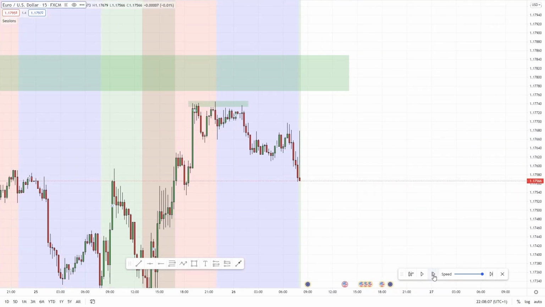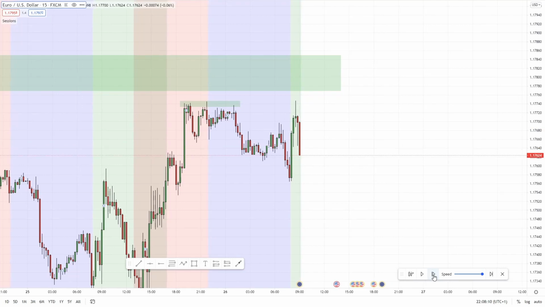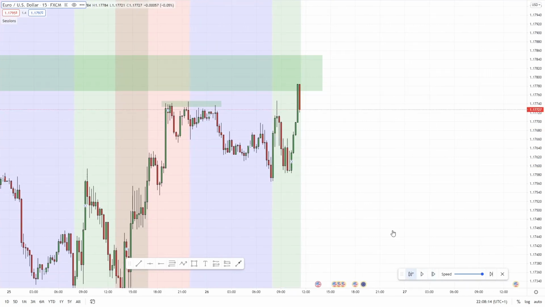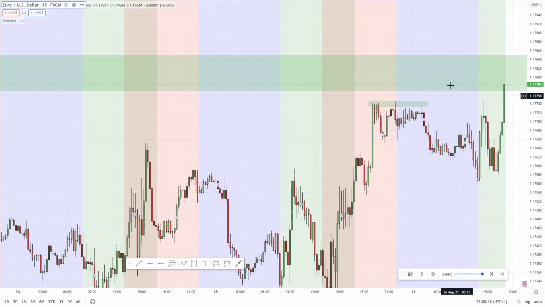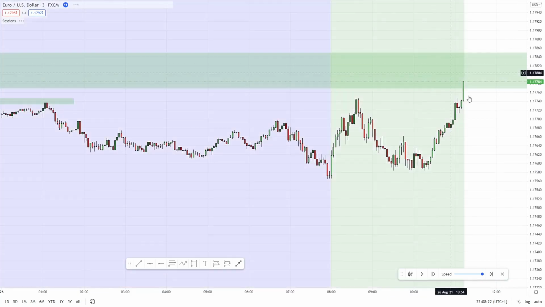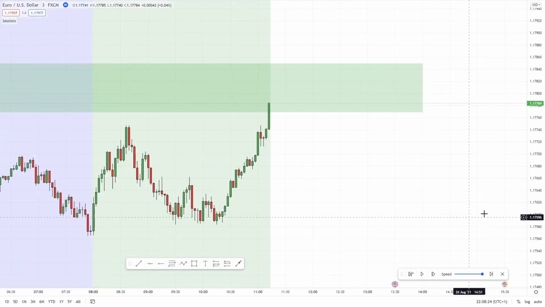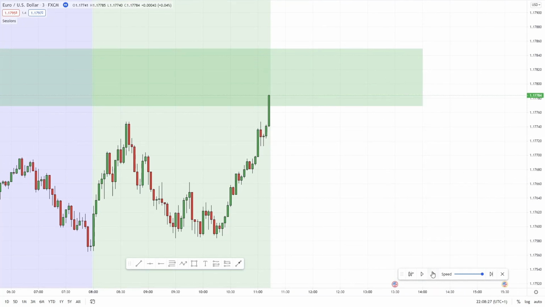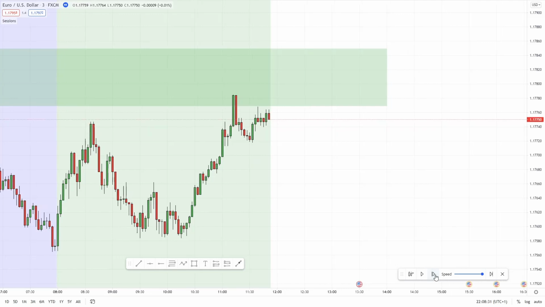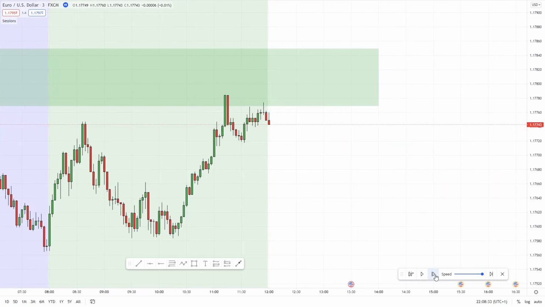So as London opened, price began to move, pushed up, pushed down, and pushed back up again, tapping into my POI and obviously absorbing the liquidity above here. So once we tapped into the POI, I went onto the 3-minute chart to monitor price action. So as you can see, we sort of hovered around and consolidated around this area.